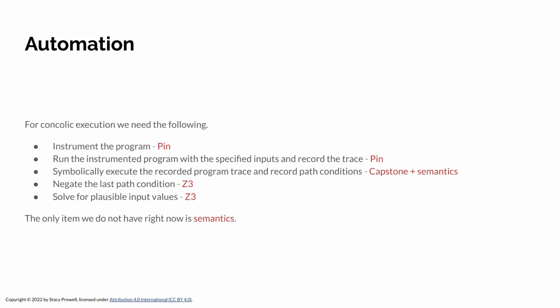So Pin will let us instrument the program and it will record the traces. Capstone and the program semantics will let us symbolically execute the program trace. Z3 will let us negate a path condition and solve for new input values. Only thing we haven't got right now is a nice semantics. The semantics Capstone gives us, these values are modified, these are read. That is in fact a semantics. It's just not sufficient to do this.